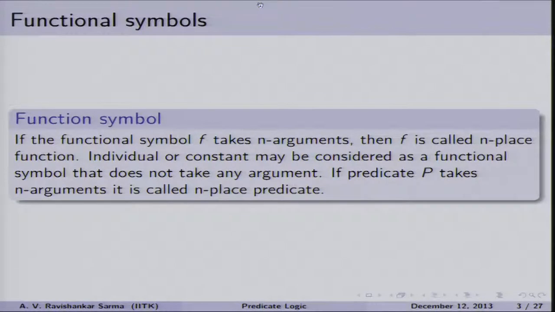So let us talk about what we mean by functional symbol. A functional symbol f takes n arguments, and then f is called an n-ary function. If it takes only one argument, it is called a unary function. f of x is equal to y, or f of x square is equal to z, etc. Suppose you are talking about a binary function, like x plus y, for example, it is a binary function. So if there are n arguments, it is called an n-ary function.